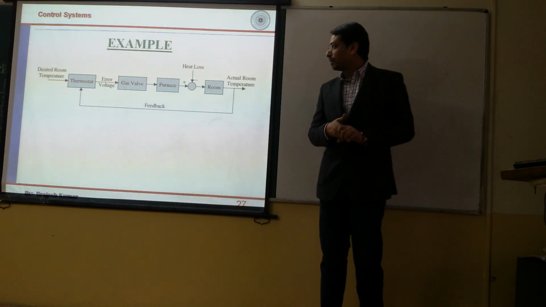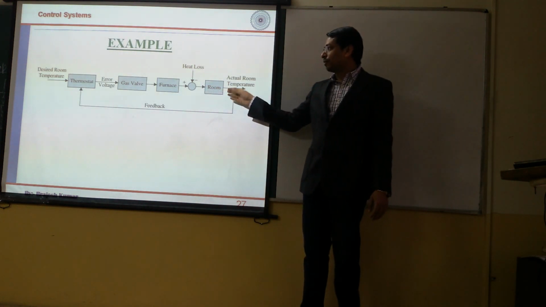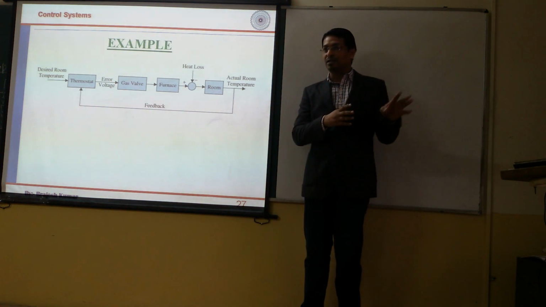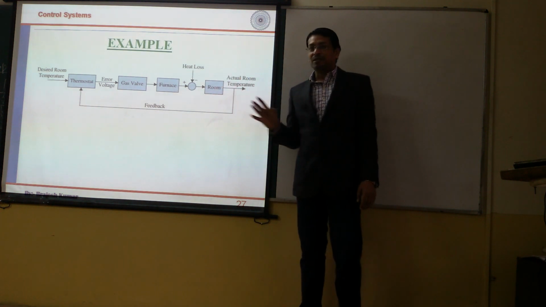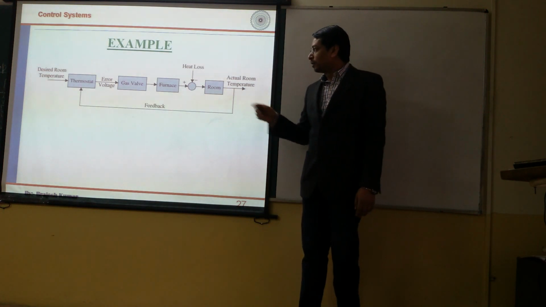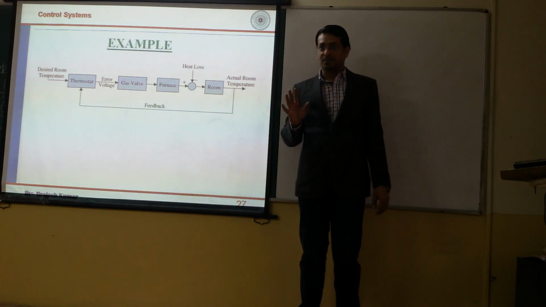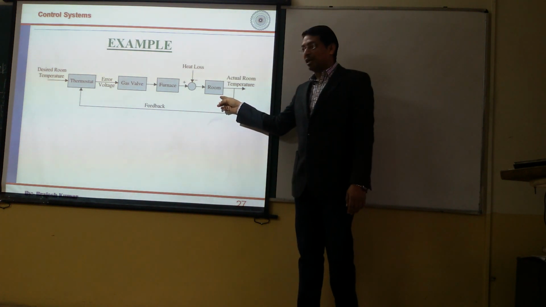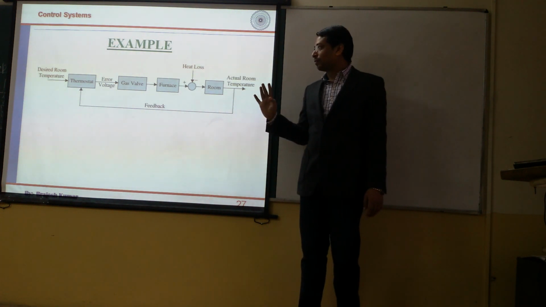So what will happen? What will be the various components of this particular system, this room and this heating system? You will have a thermostat. The thermostat may have a temperature sensor, a comparator, and all those elements. You will have a gas valve and a furnace. The gas valve will open and the furnace will be on. Okay, so what is happening?